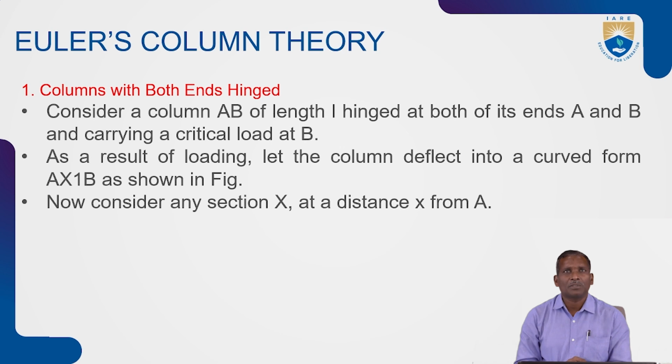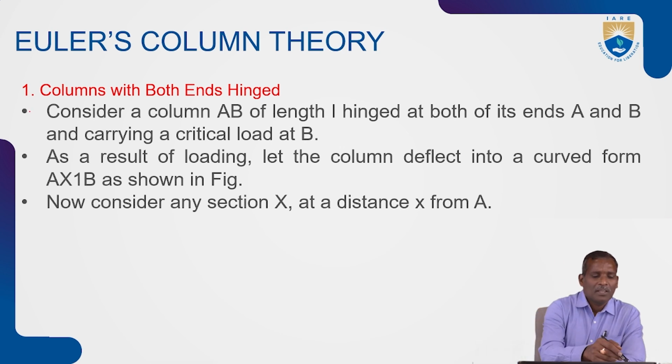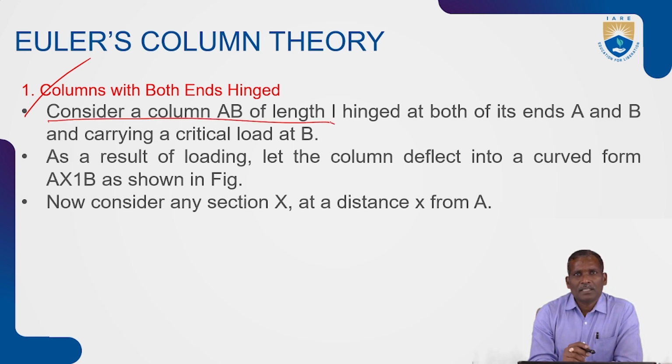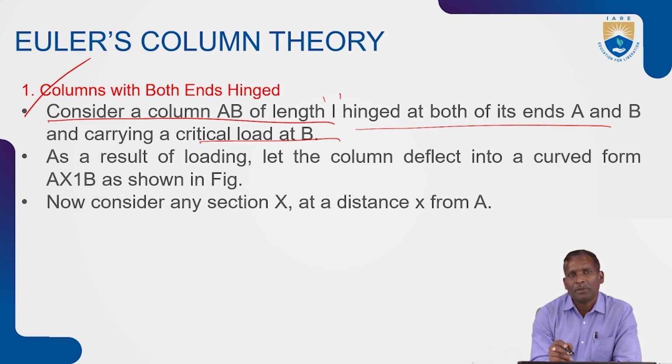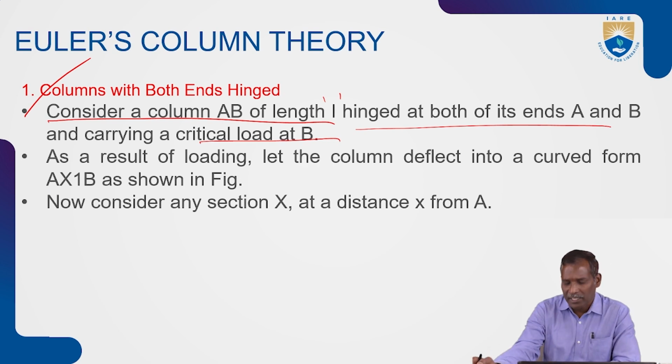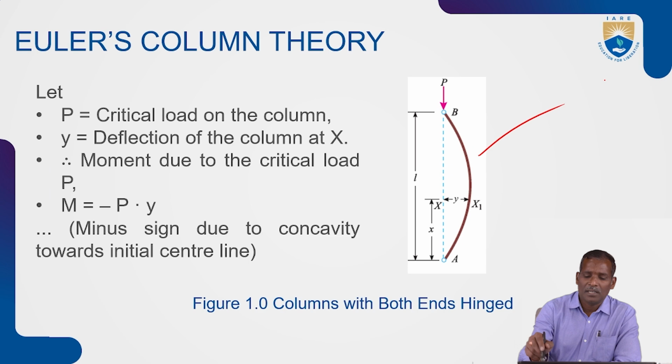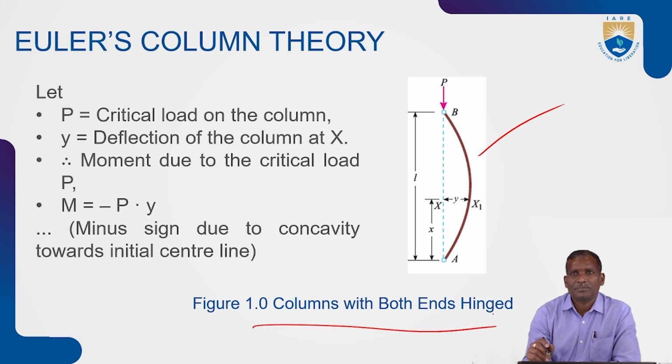So first we will see the column with both ends hinged. Consider a column AB of length L hinged at both of its ends A and B, and carrying a critical load P. I will show you the diagram. As a result of loading, let the column deflect into the curved form AX1B. Now consider any section X at a distance small x from A. So this is the given column with both ends hinged, A and B. Initially that is AXB, and after deformation AX1B.